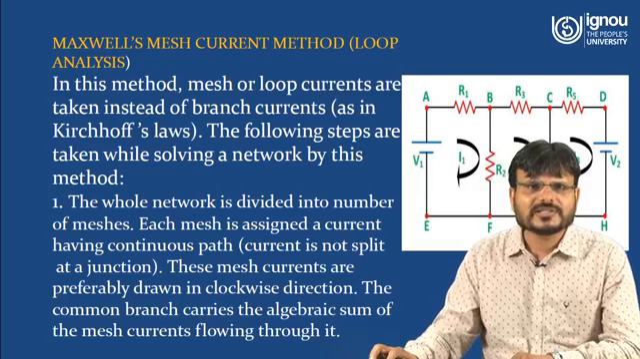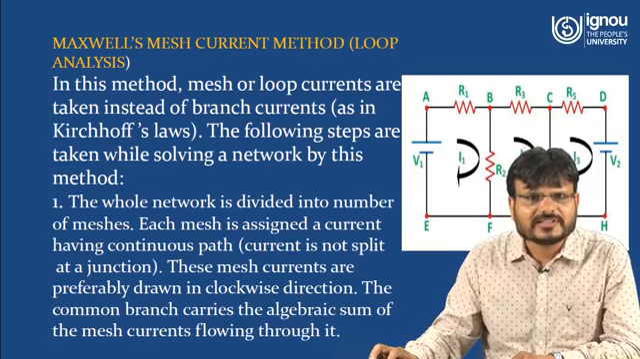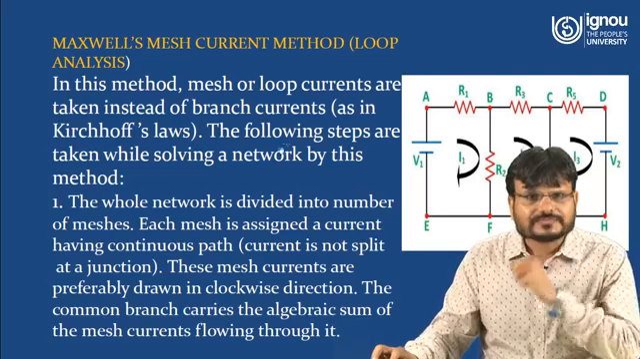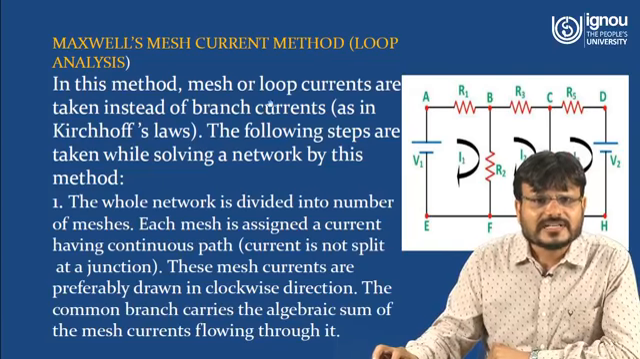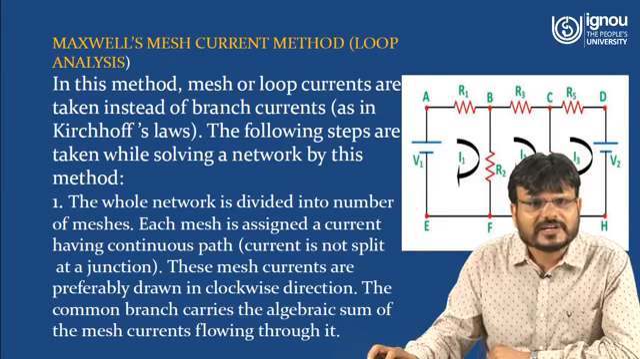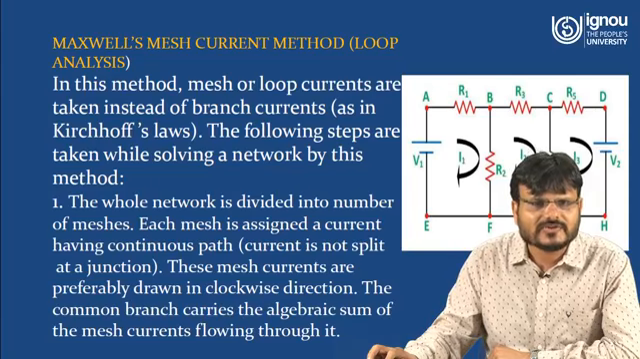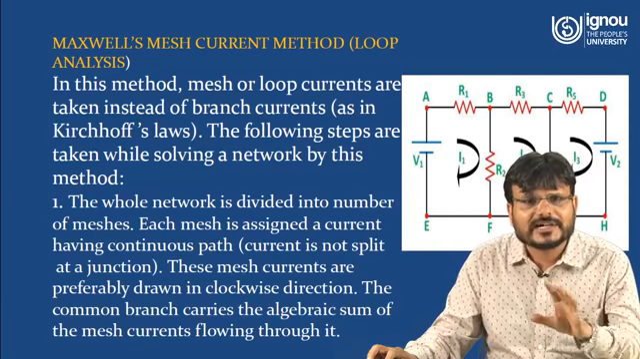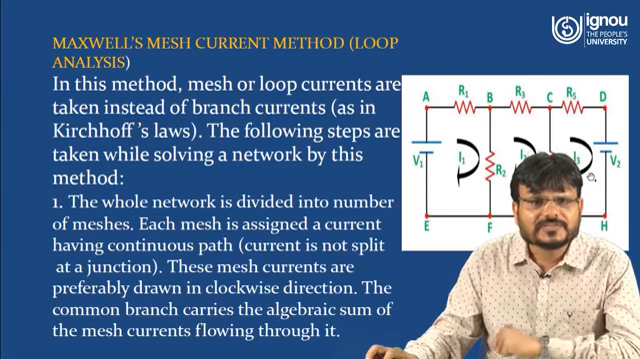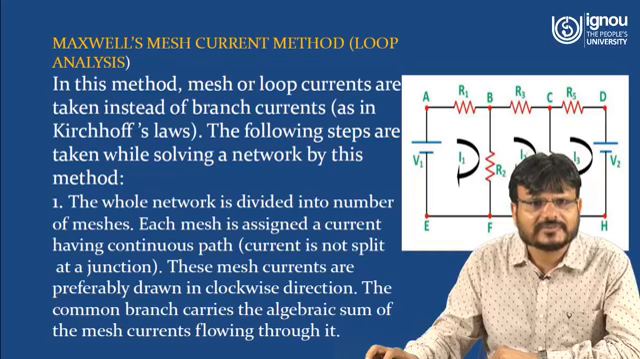Now we have to understand the Maxwell current method, also called loop analysis. In this method, mesh or loop currents are taken instead of branch currents as in Kirchhoff's law. The following steps are taken while solving the network by this method. First, the whole network is divided into a number of meshes, like mesh 1, mesh 2, mesh 3. Each mesh is assigned a current having a continuous path.